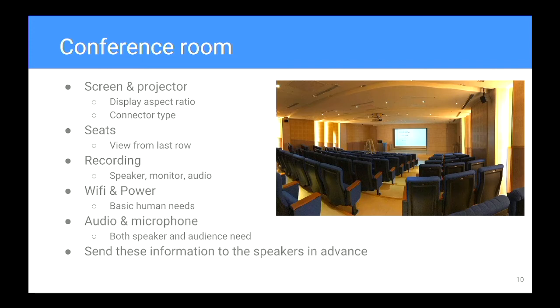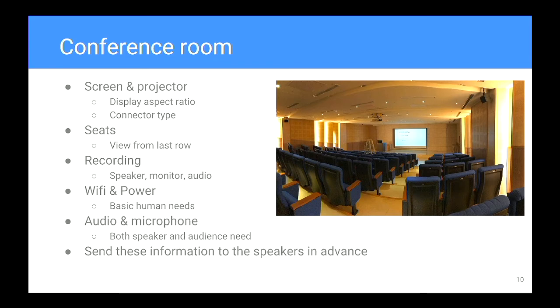The conference room is the most important place of a conference, and we need to give presentations. So a screen and a projector are the two main pieces of equipment you need. And there are some things you need to check, such as connector type, whether you have HDMI or a traditional VGA connector, adapters, and the display aspect ratio. And seats: since you have a rough plan about how many people will join your conference, you set up a goal.